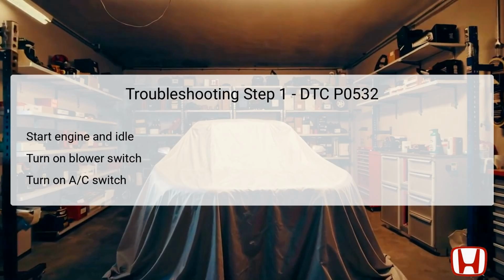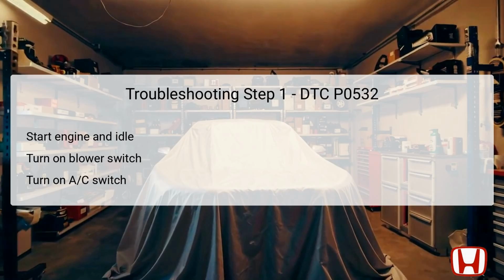To begin troubleshooting the DTC P0532, first, start the engine and let it idle to ensure the engine is operating under normal conditions. Once the engine is running, turn on the blower switch to engage the vehicle's HVAC fan system. Subsequently, activate the AC switch to initiate the air conditioning operation.